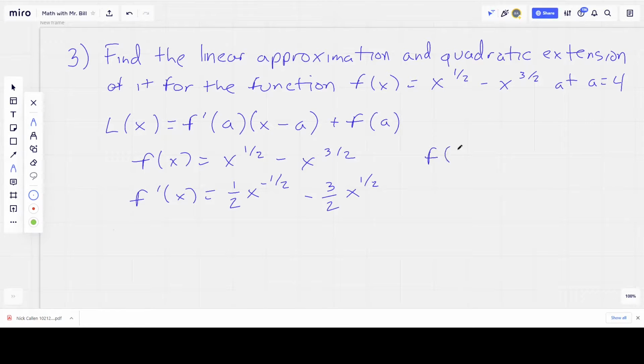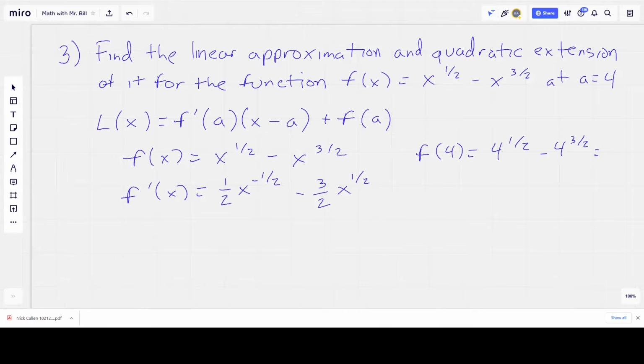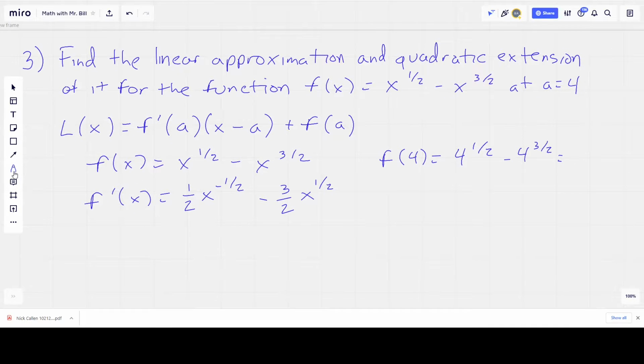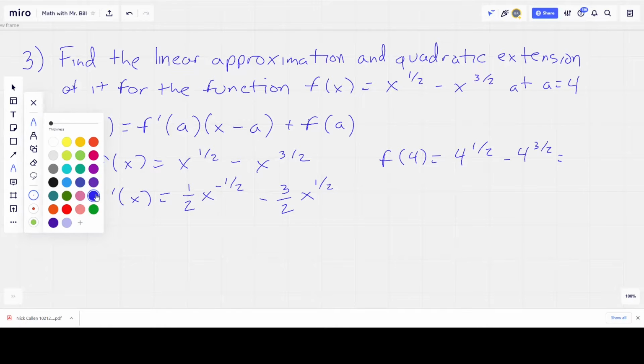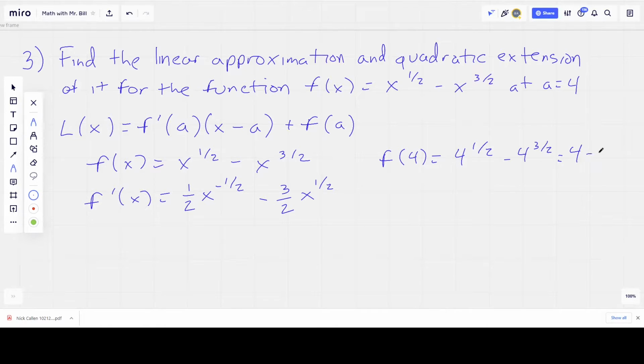So f of 4 is equal to 4 to the 1/2 minus 4 to the 3/2. And 4 to the 1/2 is 2, because that's just asking to find the square root of 4. And then 4 to the 3/2 is the square root of 4 cubed, which is 8. So that's 2 minus 8, which is negative 6.